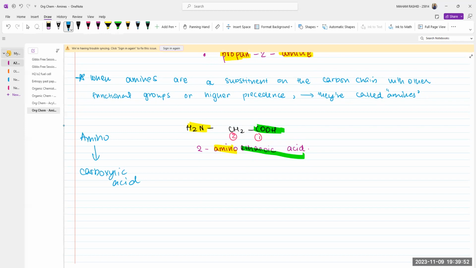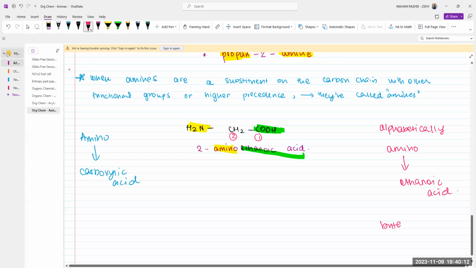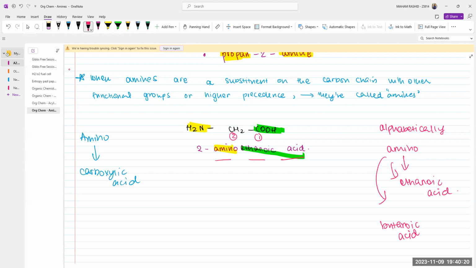And if you don't remember the precedence list, alphabetically, amino comes before ethanoic acid, right? Even if this were butanoic acid, it would still come later, right? Because after A comes B, after A comes E, right? So amino ethanoic acid, and why do we have a 2? Because on the second carbon you have both of these attached. On the second carbon is the ethanoic acid, on the second carbon your amino group, right?